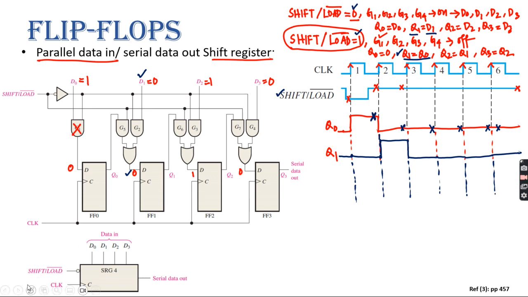for Q2, and we consider that Q2 is also 0. So here, when your shift and load command value is 0, what will be the Q2? It should be the D2, right? So what is the value of D2? D2 value is 1, right?